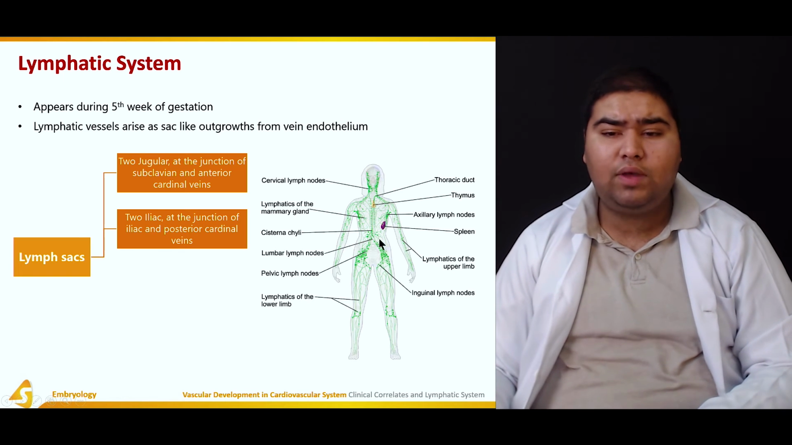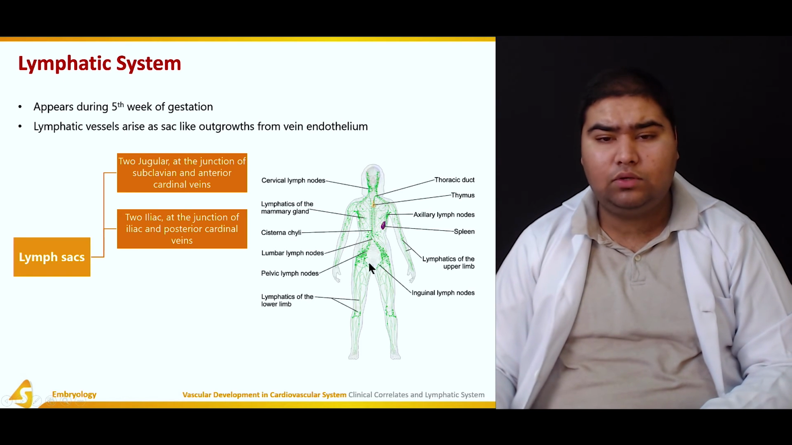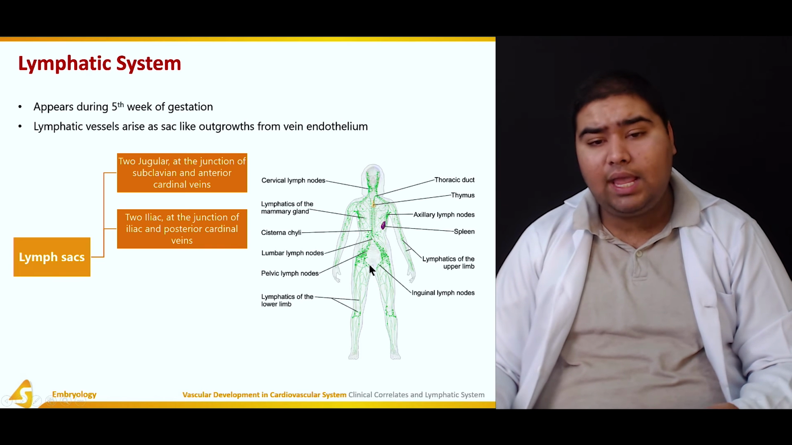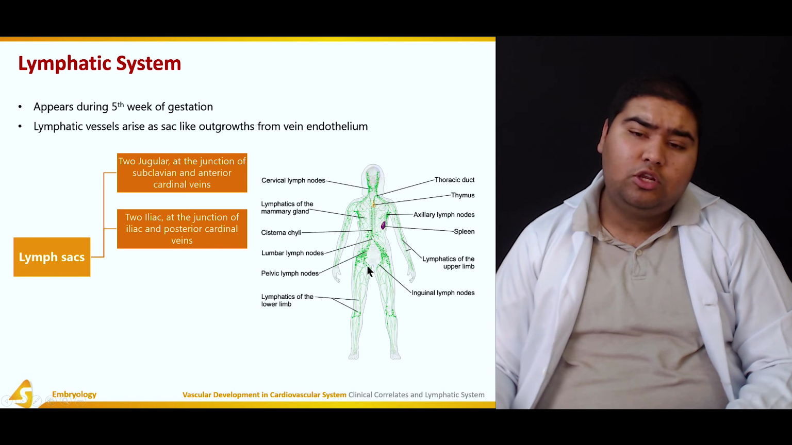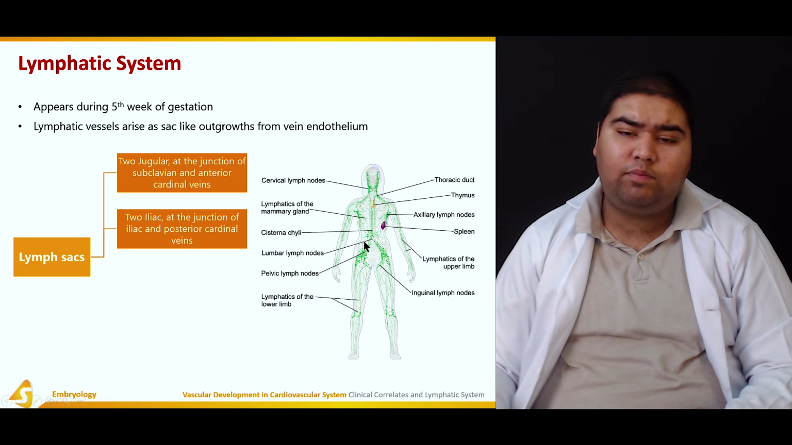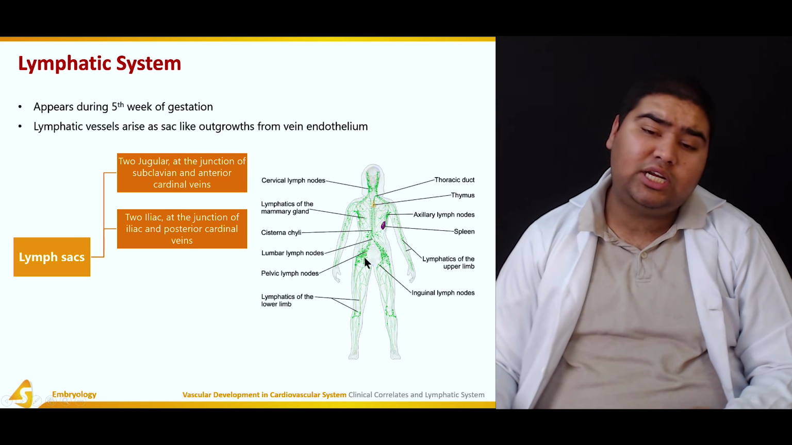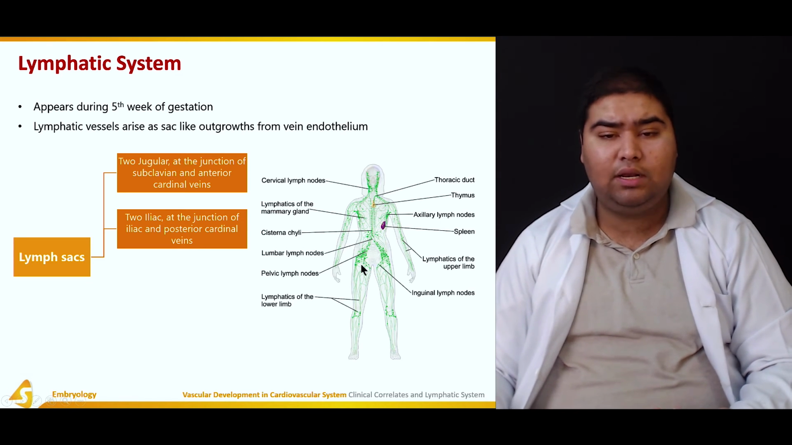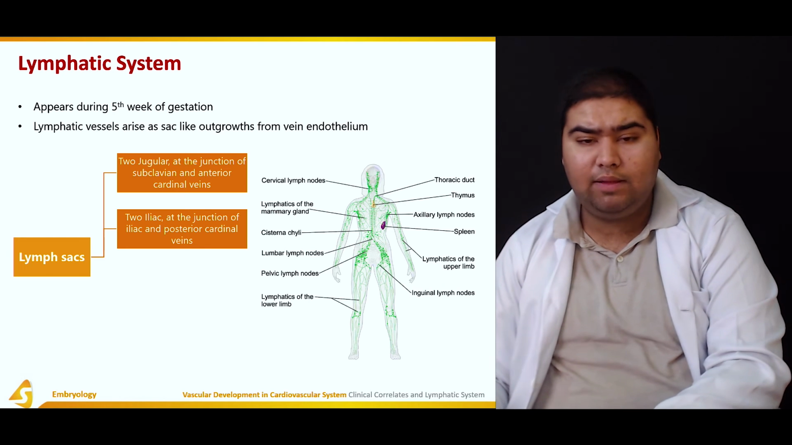Moving on, we have 2 iliac lymph sacs. They are at the junction of the iliac and posterior cardinal veins. So this is the area of the common iliac vein. This is the area of the posterior cardinal vein. At the junction of the iliac and the posterior cardinal veins, we have 2 iliac lymph sacs.